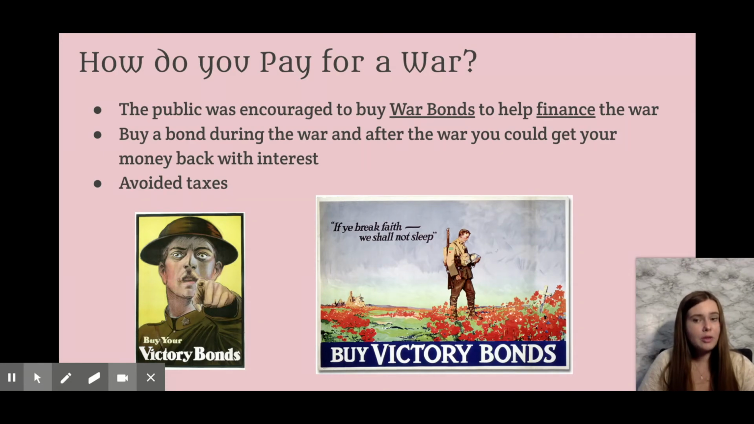Well, they did that through what was called war bonds or victory bonds. So the public was encouraged to buy war bonds to help finance the war. Basically, you would buy a war bond and you'd get a certificate. And that money that you used to buy the war bond would go to the government. After the war, it was said that you could bring that certificate back and you would get your money back plus interest. So you'd get a little extra money and you would avoid taxes as well.